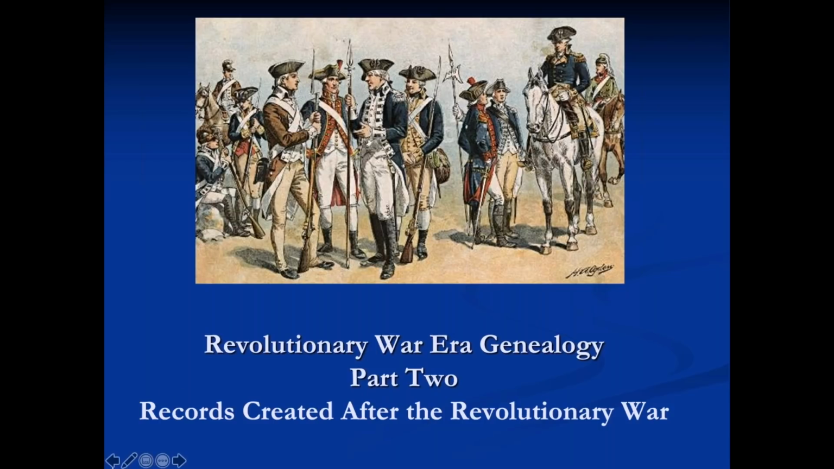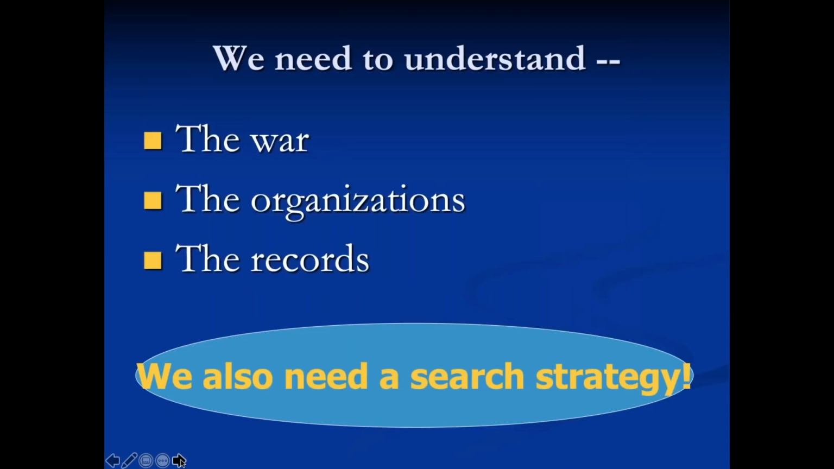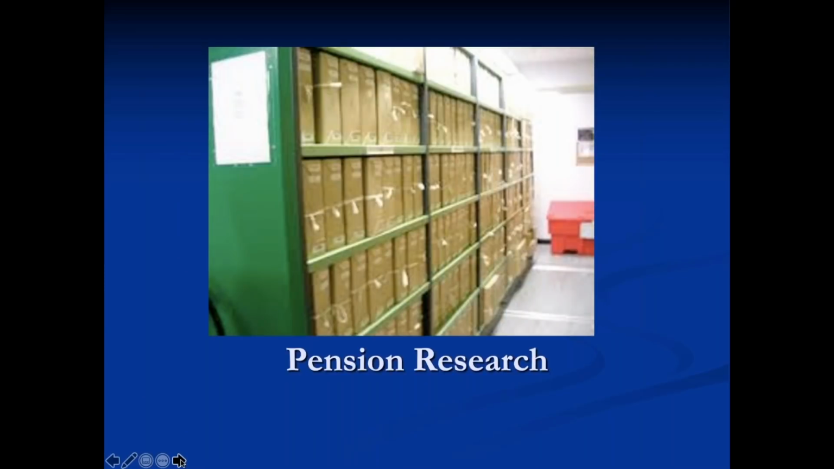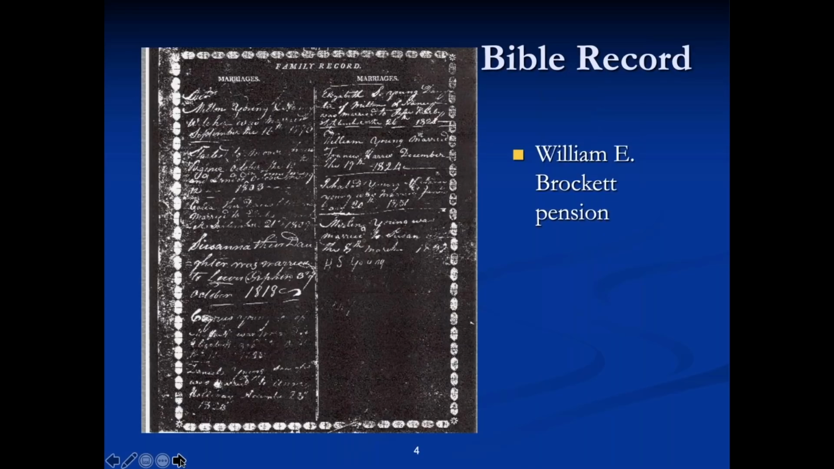So today we're going to talk about records created after the Revolutionary War. It's important that you understand certain things about the war, the organizations, and then the records. And we talked about the records that were created during the war before. Today we're going to talk about the records created after the war. We need to have a research strategy, so keep this in mind while I'm talking. Pensions are probably the most important records that were created after the war.